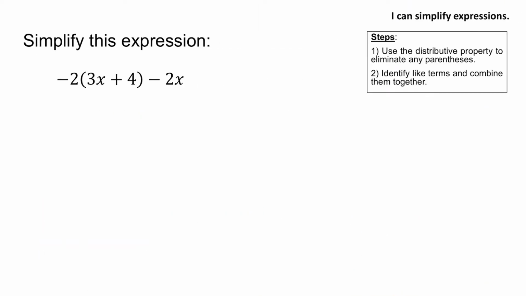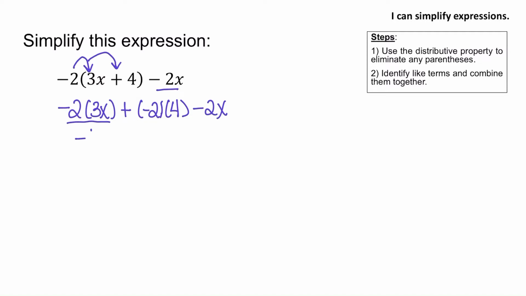So let's try simplifying this expression, negative 2 times 3x plus 4 minus 2x. So we're always going to start off using the distributive property when we have a factor that's in front of a parentheses. So I'm going to go ahead and distribute this negative 2. That's going to give me negative 2 times 3x plus negative 2 times 4. Remember, it does not distribute to this minus 2x, so I'm just going to write it at the end of my problem. Negative 2 times 3x will give me negative 6x plus negative 2 times 4 is negative 8, and then I have minus 2x at the end.